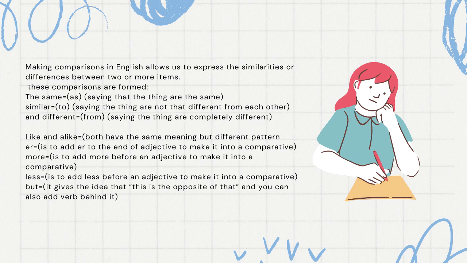Adding er is to add er at the end of the adjective and make it into a comparative. More is to add more before an adjective to make it a comparative. Less is to add less before an adjective to make it into a comparative. But it gives the idea that this is the opposite of that, and you can also add a verb behind it.